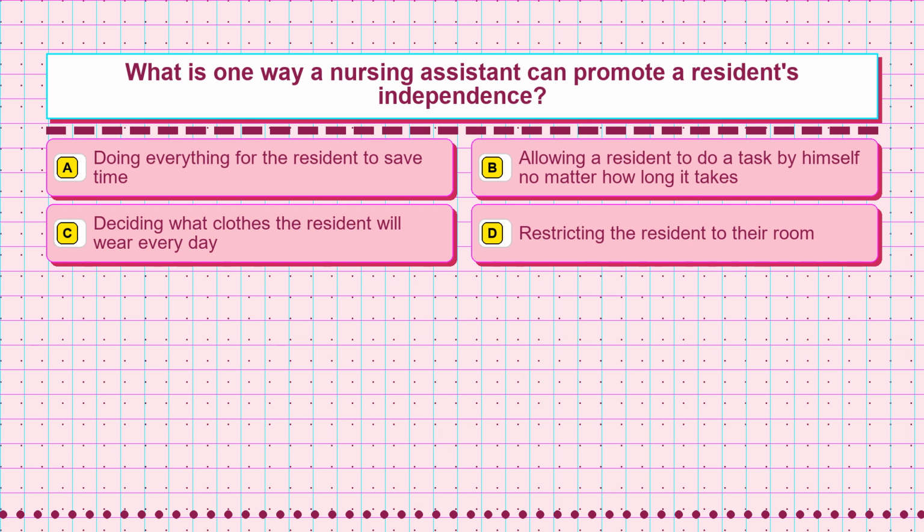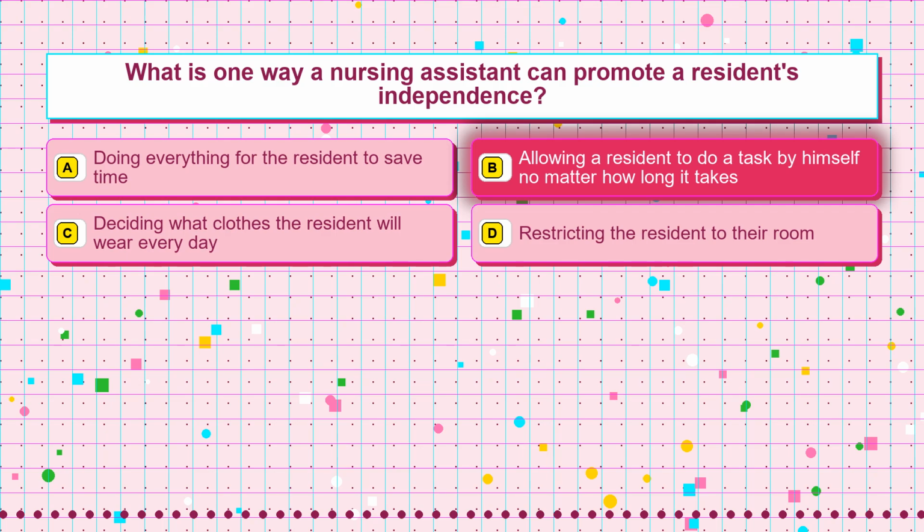Question 32. What is one way a nursing assistant can promote a resident's independence? Option A, doing everything for the resident to save time. Option B, allowing a resident to do a task by himself no matter how long it takes. Option C, deciding what clothes the resident will wear every day. Option D, restricting the resident to their room.